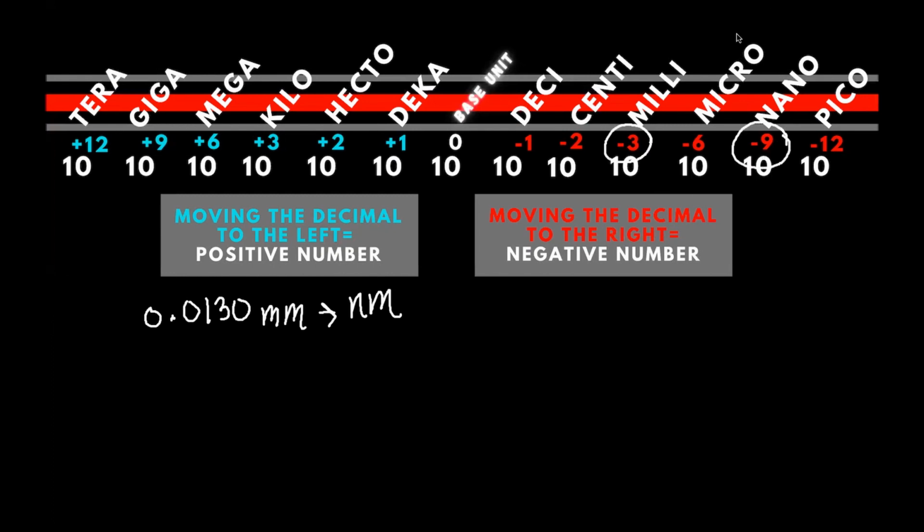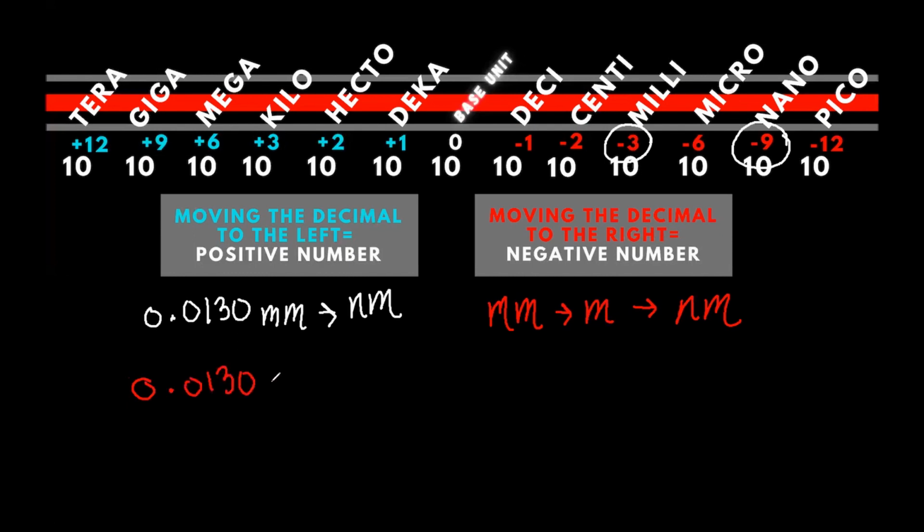Reminder that this is a 3-step process because you have to go through the base unit. So we have millimeters, we have to cross out the milli so that we can come out with the base unit, and then we can go ahead and add the other prefix, in this case, nano, to come out with nanometers.